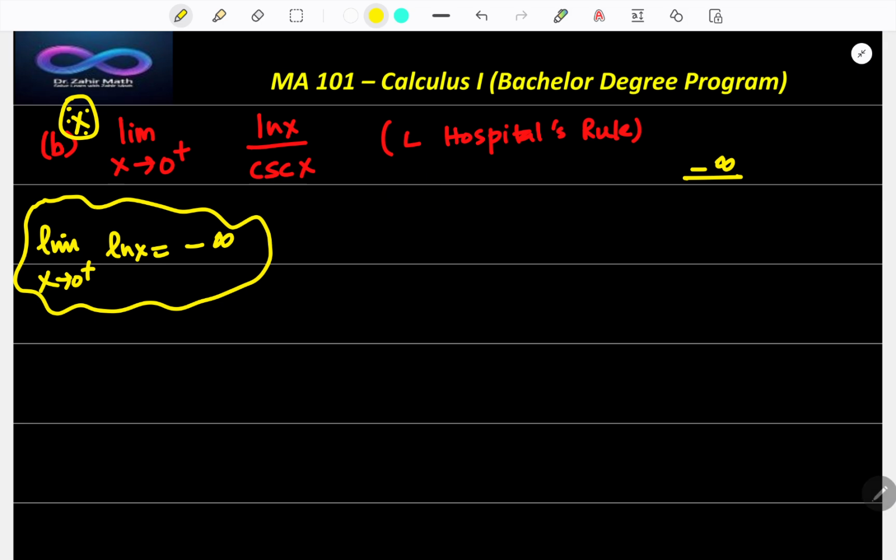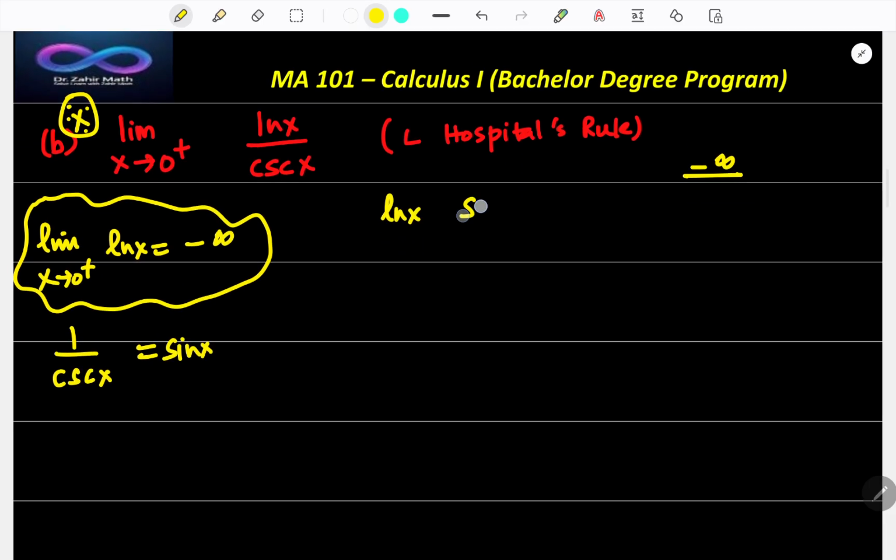So if you write this as sin x, what will happen? It is ln x, and then 1 by cosecant x is equal to sin x, right? So suppose I write ln x times sin x. You put sin x equal to 0 plus. It becomes 0, right? So automatically it becomes 0. But we want infinity by infinity, right? So what can I do with this one? How to write this one? Can you give me any idea?